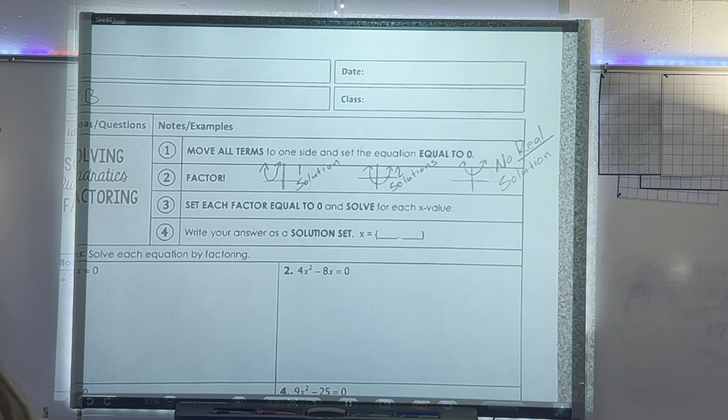So when you write your solution, they have this set notation. I'm going to do it on the very first one, and then after that, I'm not going to make y'all write it as set notation. I just want you to recognize it. Y'all okay there? So it's typically going to be two numbers in there. Sometimes it's one, but we'll talk about that as we get to it.